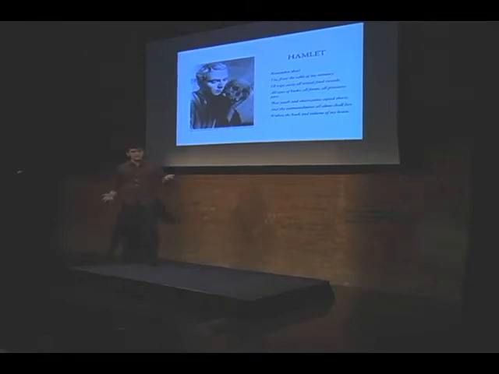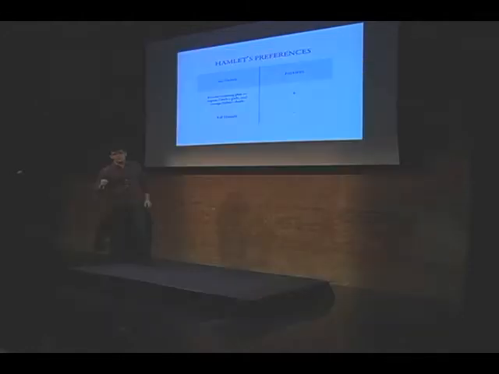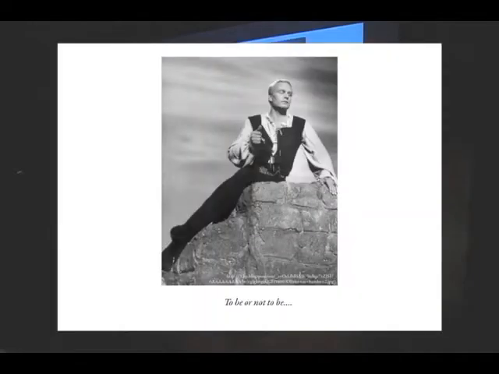So Hamlet, again, faces a choice. Much like Richard, he could execute his cunning plan to expose his uncle's guilt and avenge his father's death. He's pretty much said nothing can be more important to himself than this. He could also kill himself. I mean, maybe there's some validity to that, but I feel like he pretty much told us the first one should be more important. So I think the obvious choice is to go with the first one, the cunning plan. Hamlet has to stop and think about it.